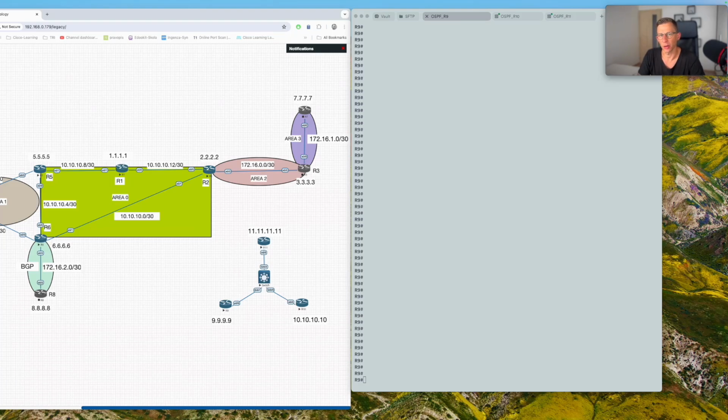Let's talk today about Cisco configuration and OSPF router ID: how it's configured, why it's important to have the router ID, and let's have a look at some tips and tricks around the router ID.